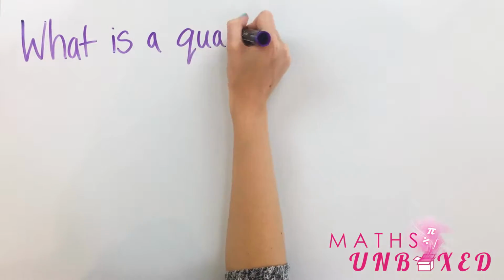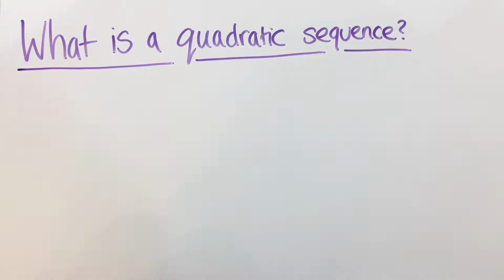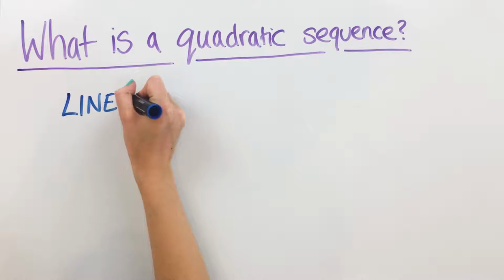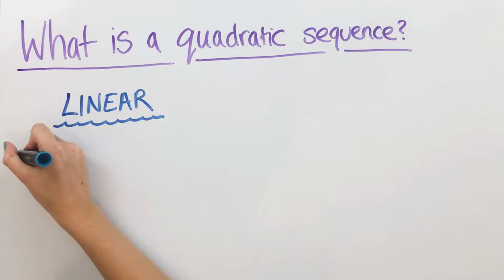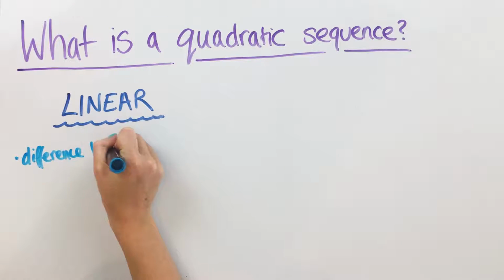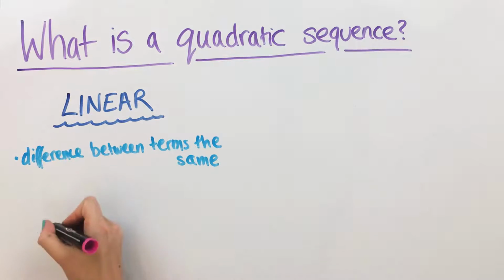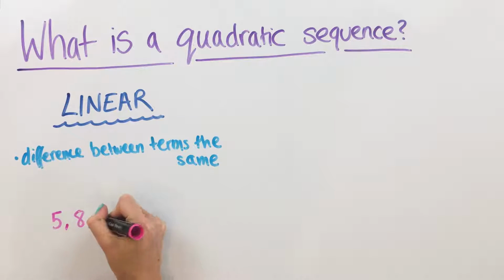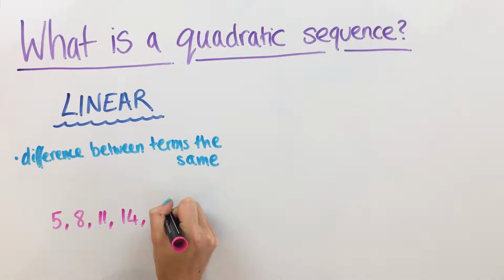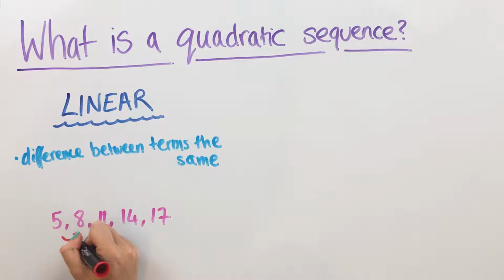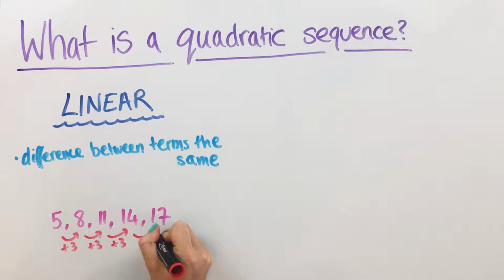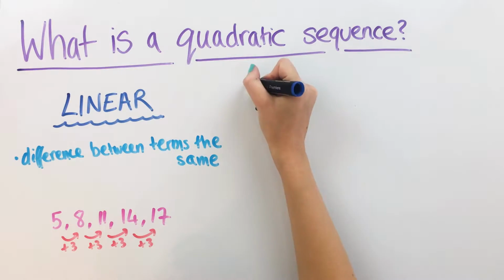What is a quadratic sequence? Well, first let's remember what a linear sequence is. A linear sequence is a sequence where the difference between the terms in the sequence is the same. For instance, consider the sequence 5, 8, 11, 14, 17. To get from term to term, you plus 3 each time. So the difference between the terms is the same and it's a linear sequence.